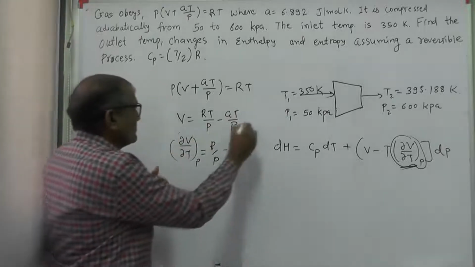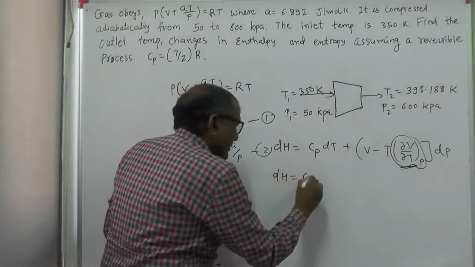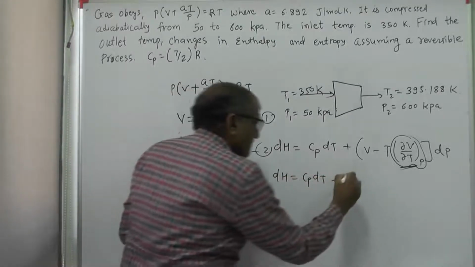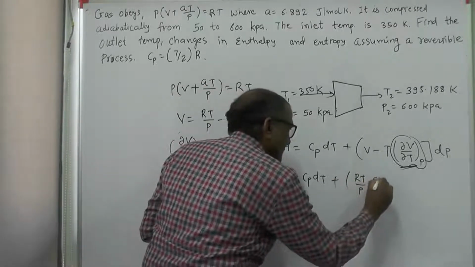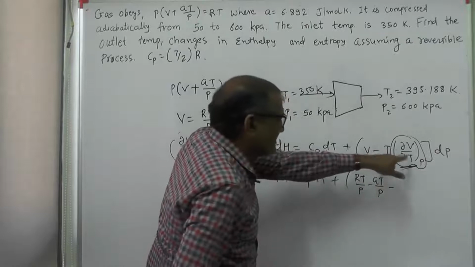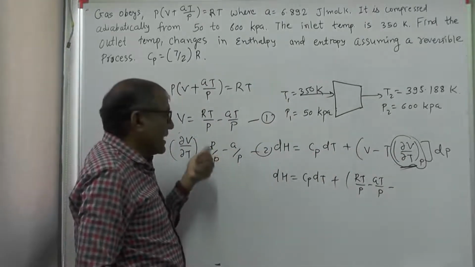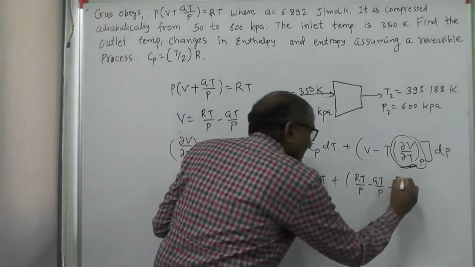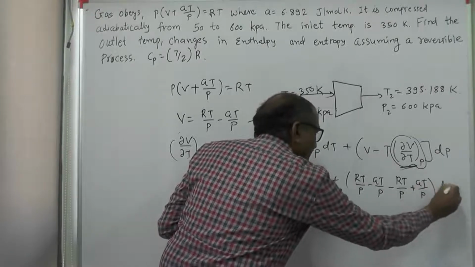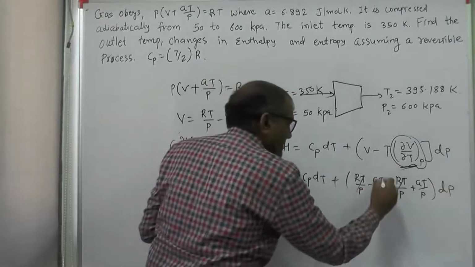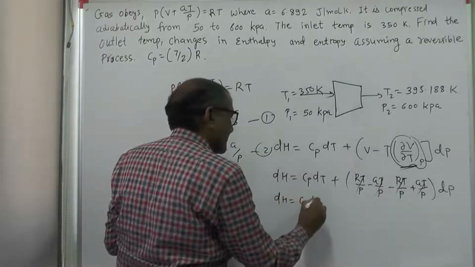I am going to put these two values in this equation. It would be V equal to RT over P minus AT upon P, minus this into T. So both terms will be multiplied by T. So this is again RT upon P plus AT upon P over dP, and this would be cancelled. So the ultimate equation is dH equal to Cp dT.